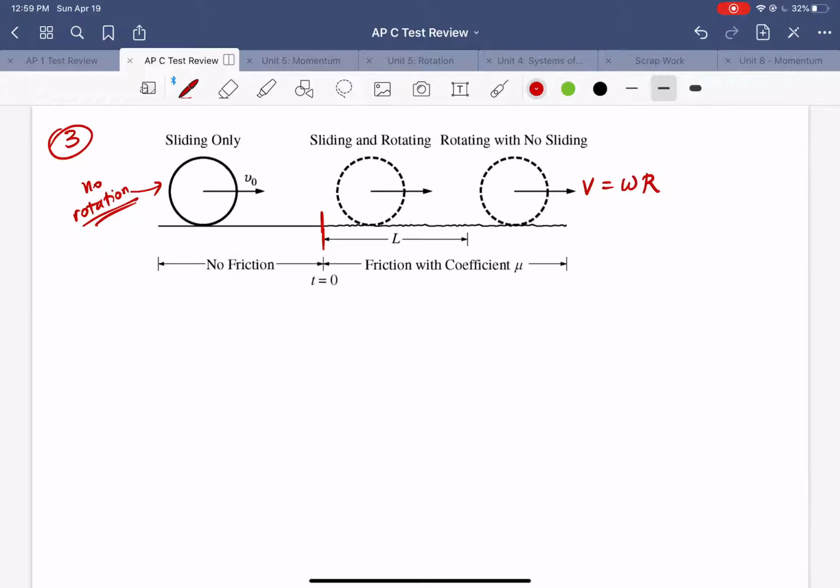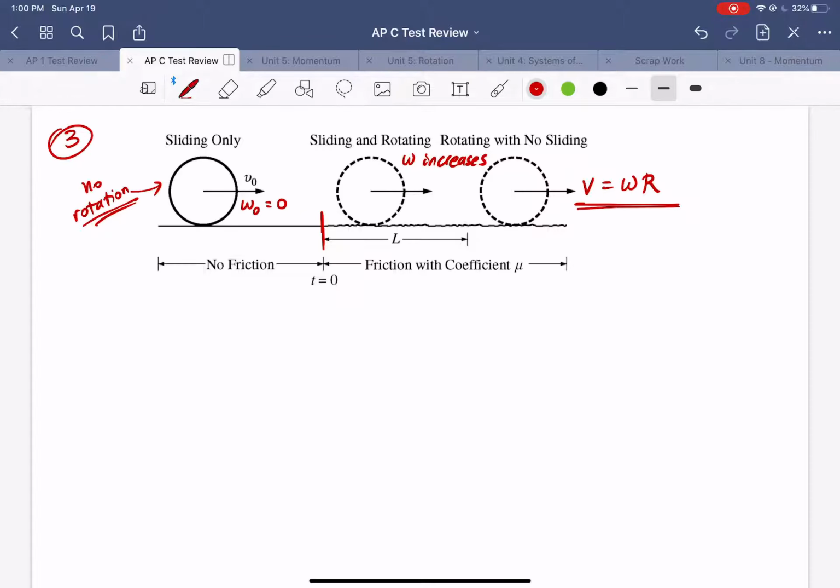So to start with, we have some initial velocity v0, and the angular velocity is 0, and then the angular velocity will start to increase as this thing rotates up, and by the time it goes through this distance L, we now have this equation here, v equals omega r, which will be satisfied. So we want to figure out the details of how exactly this works.